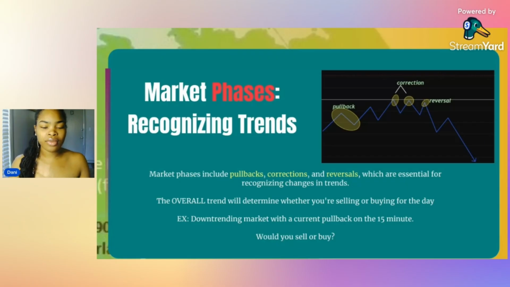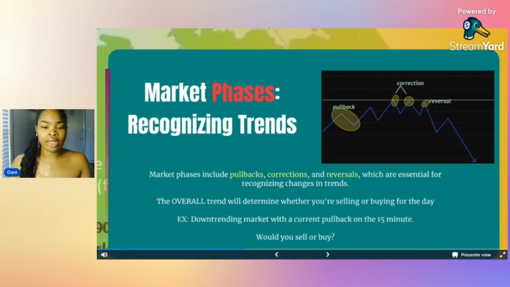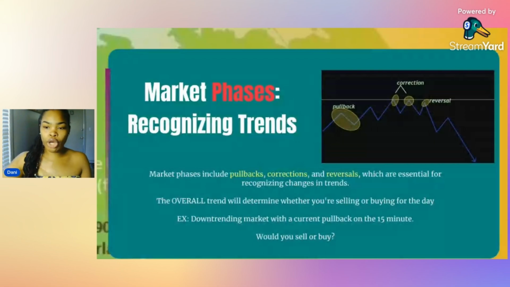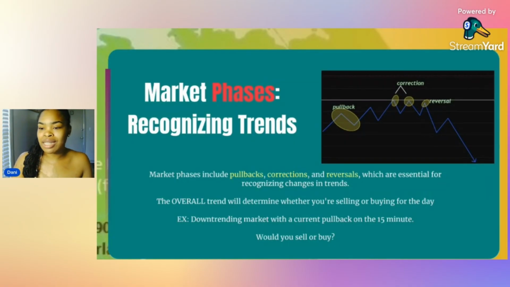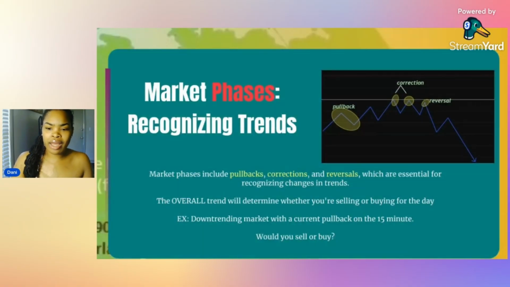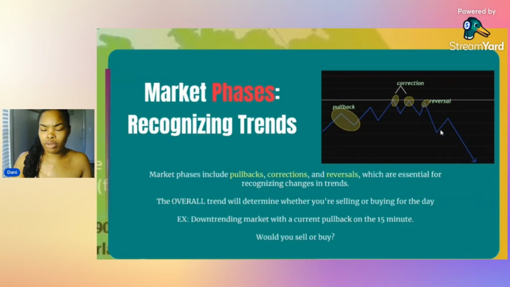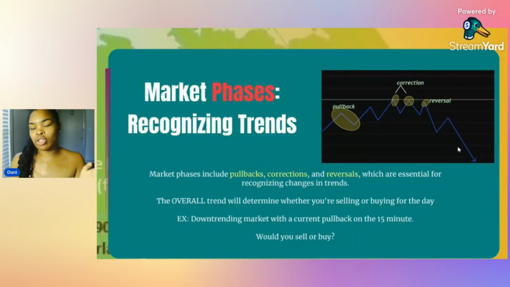All right. So I have a little example here that you can use to extract what you know and what you're learning to then apply. So if we have a downtrending market with a current pullback on a 15-minute time frame, would you sell or buy? Well, it's a downtrend. Check. Lower highs, lower lows. Cool, downtrend. It's pulling back. Well, we know that in a pullback, price is going to go down. In any trend, a pullback can be in any trend. It's not just exclusive to uptrends.